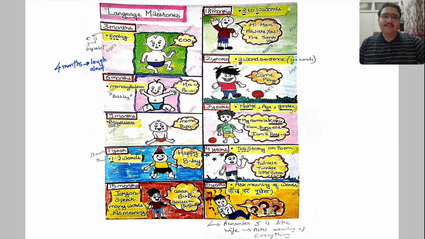Then at 2 years, 2-word sentences, around 100 words. Then at 3 years, name, age, and gender. Then at 4 years, the child can tell a story or poem. Then at 5 years, he asks the meaning of words. Remember, 5 rhymes with wife. So wife asks the meaning of everything, she asks everything. So at 5 years, asks meanings of words.